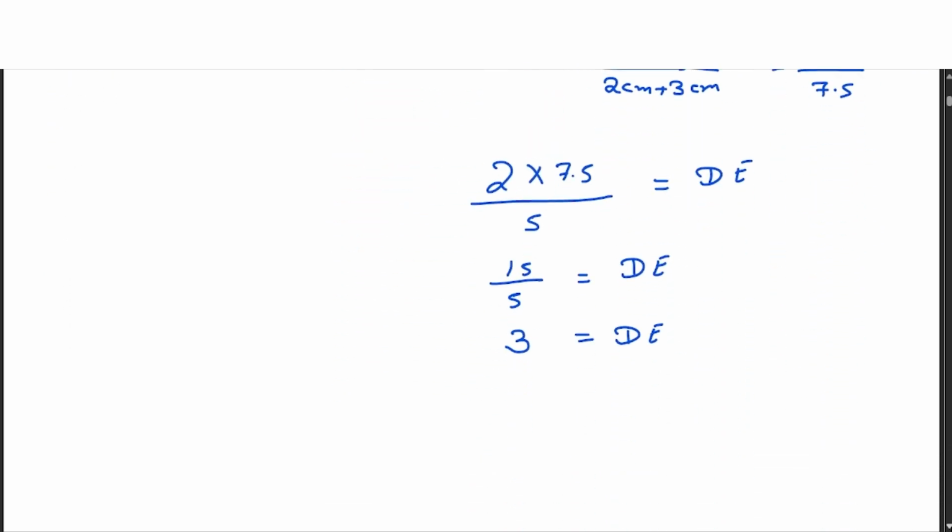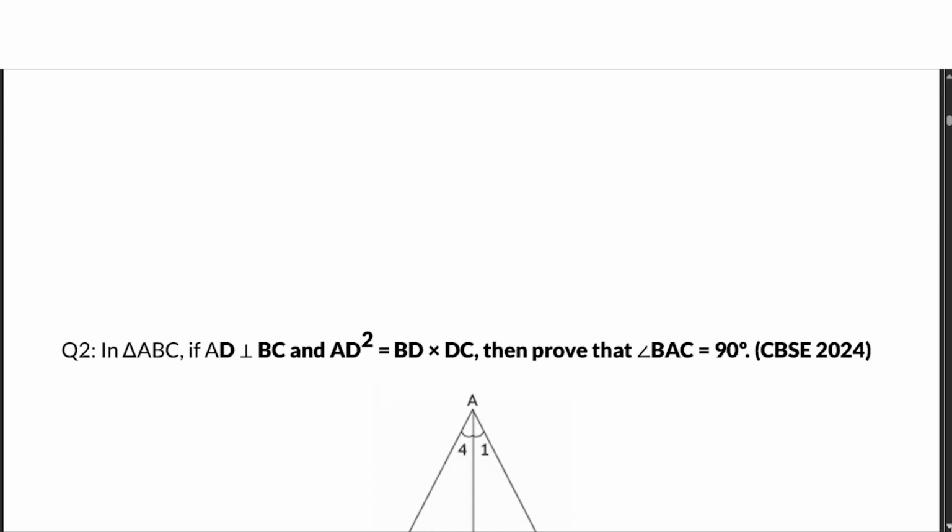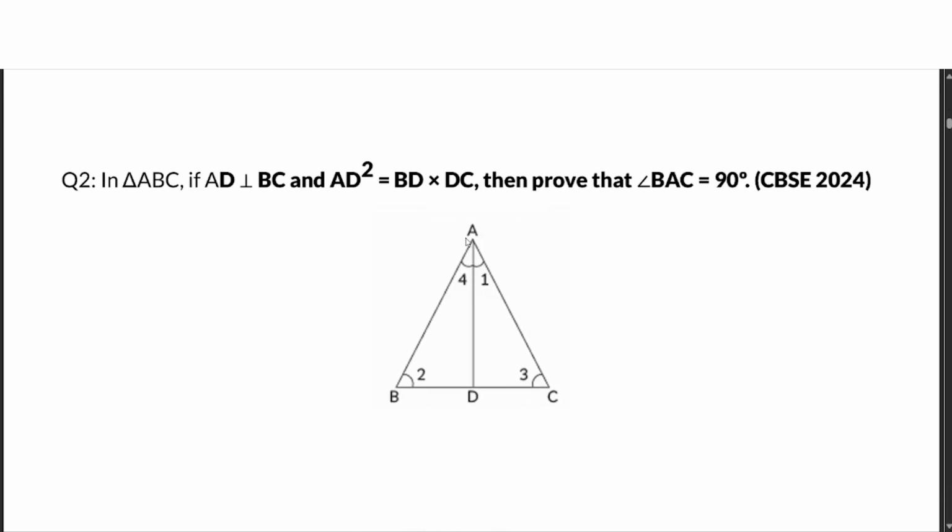Now, coming to the second question of the 2024 boards. In this question it is saying in a triangle ABC, you can see the bigger triangle ABC, there is a line AD. AD is perpendicular to BC. Here one equation is given, that is AD square is equal to BD times DC. So prove that angle BAC, which means angle 1 and 4, is equal to 90 degree.